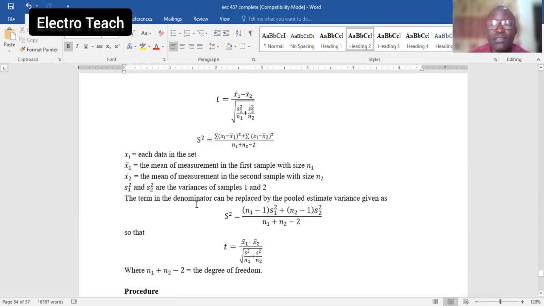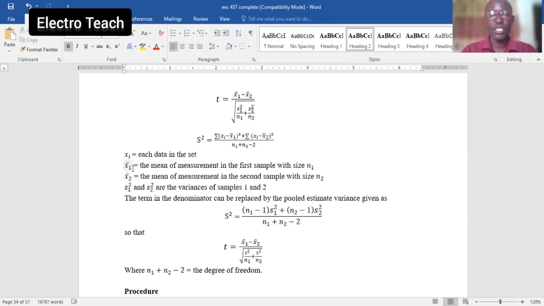So we can have x1, x2, x3, x4, and so on. That is a small letter x. Then x1 bar is the mean of the measurement of the first set of variables, that is the first sample. So we have the first sample mean as x1 bar. Likewise, x2 bar is the second sample mean. And the size of the first sample is n1, the size of the second sample is n2.